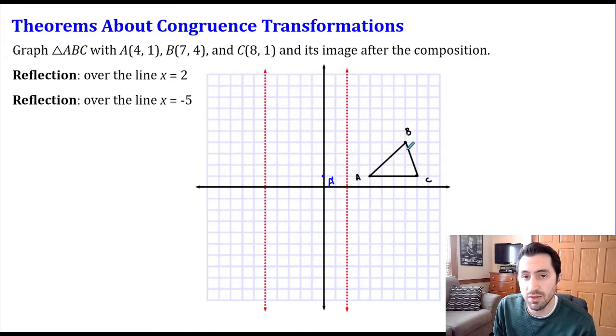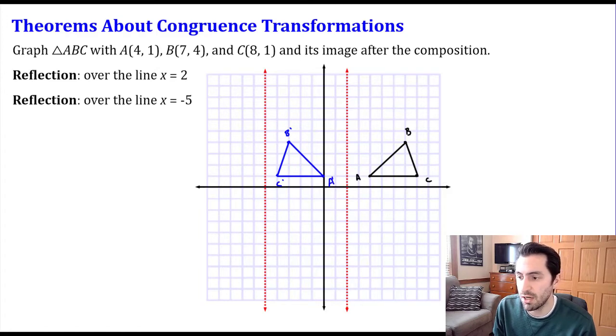And then let's just do the same thing for our other 2 points. So B is 1, 2, 3, 4, 5 units away from our line of reflection. And then 5 units on the other side is going to give me B prime. And then our last point, C, is 1, 2, 3, 4, 5, 6 units. And then we'll go 6 units on the other side to get C prime. And again, let's connect these together to form the triangle. So that takes care of the first reflection.